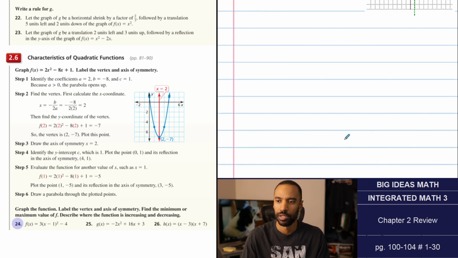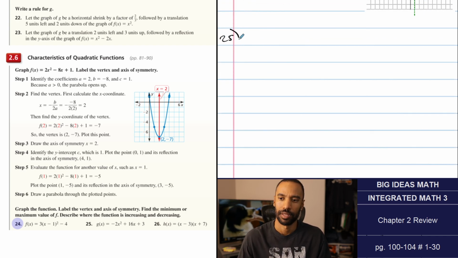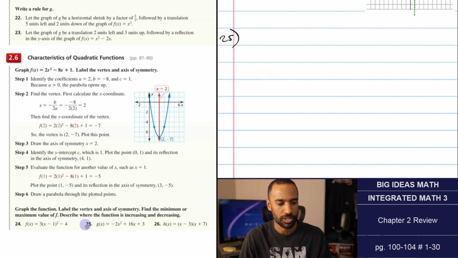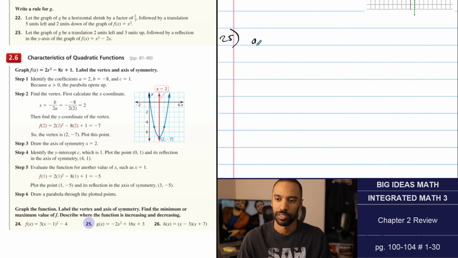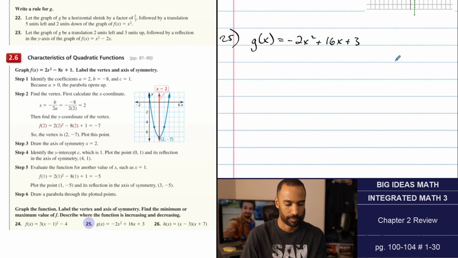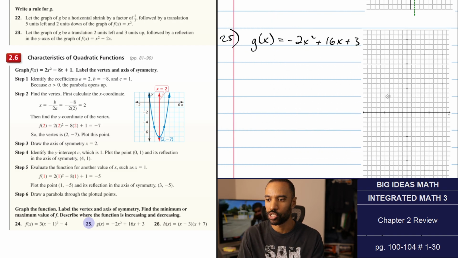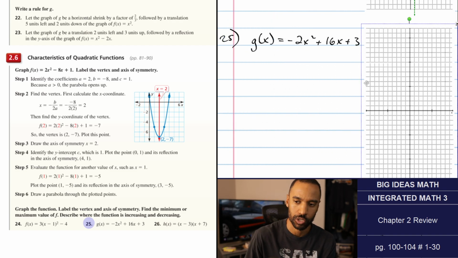Let's move on to number 25. Now, number 25 will be following a little more closely to the example we have because that was in standard form. This too is in standard form. So we got g of x equals -2x squared plus 16x plus 3. Okay. So for this problem, we got to find the vertex, and we'll be doing that.